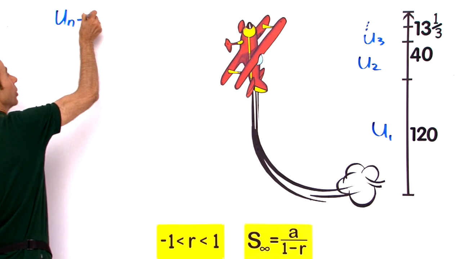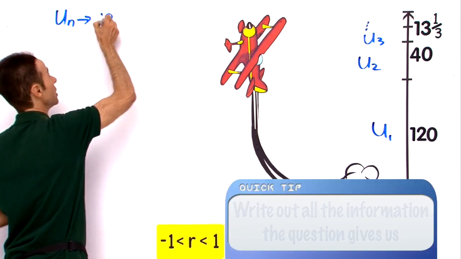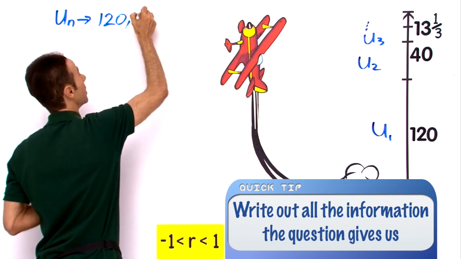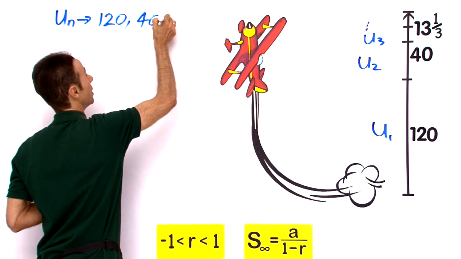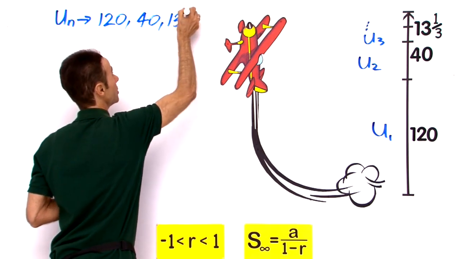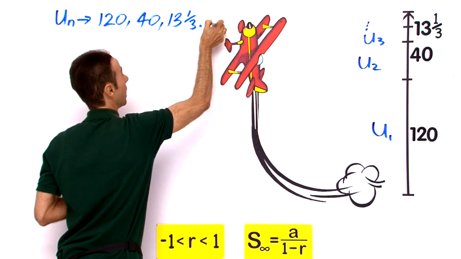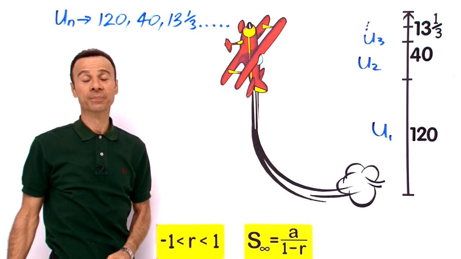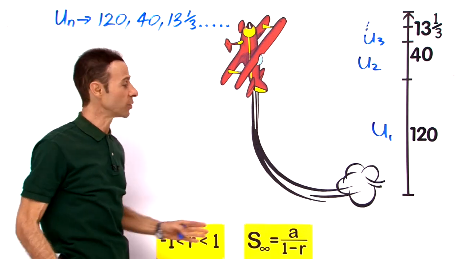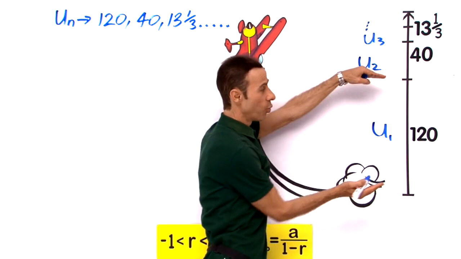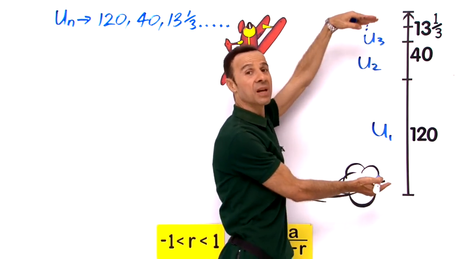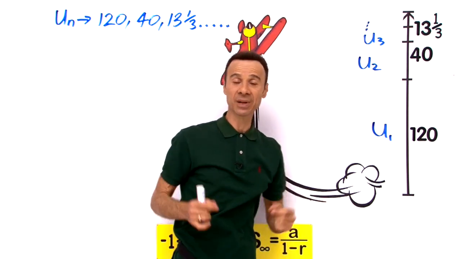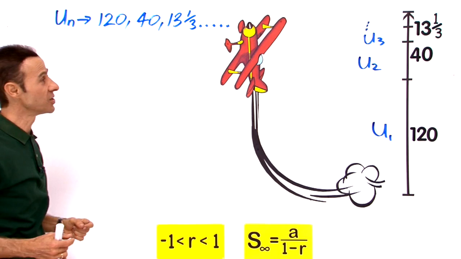So u_n, we're going to have the first term of 120 meters in the first second. Then in the second we have 40 meters. In the third second, 13 1/3, and so on. It continues to infinity, indefinitely. So let's have a look at what we're after. We're after the sum of all these. So we want the 120 plus the 40 plus the 13 1/3 plus, and continue to plus it until we reach that peak limit of that plane's flight in this example.